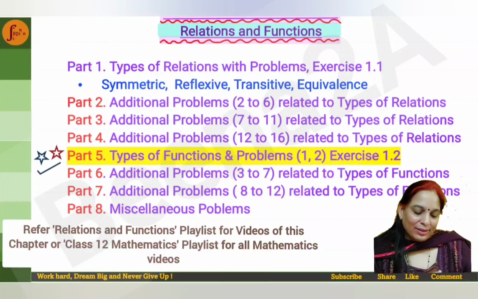Hi everyone. In this video we'll go through types of functions and a few problems related to functions.